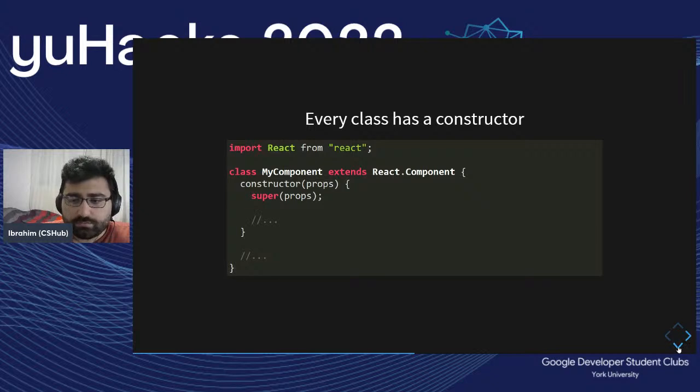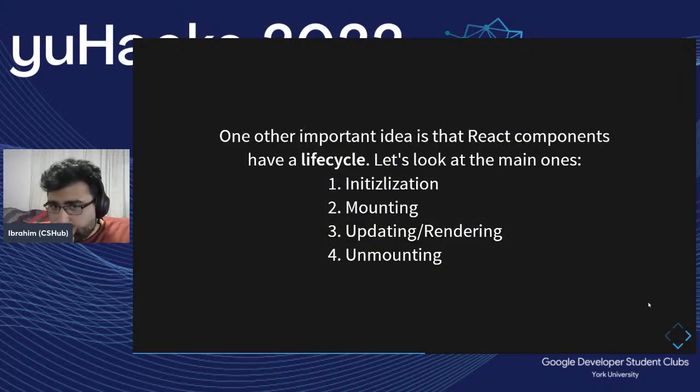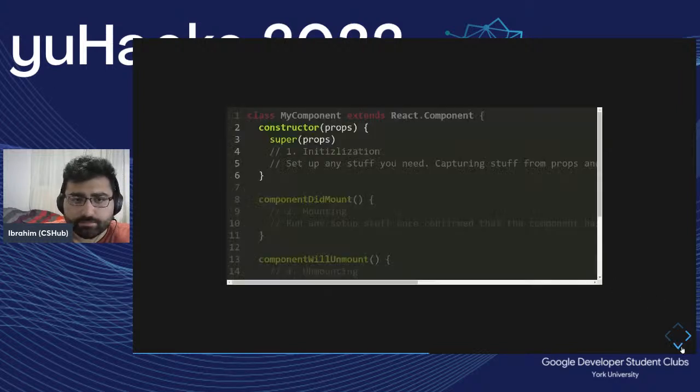Okay, so again, this is the main bread and butter of React, and it is the component lifecycle. There's many between, but we'll look at four main ones: initialization, mounting, updating, and rendering. Three words. So the first one, initialization, mounting, updating, rendering, and then finally unmounting. And let's cover them in detail.